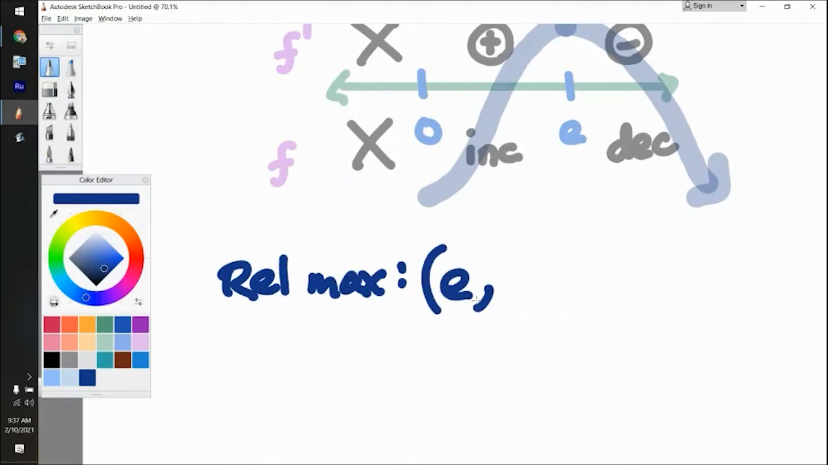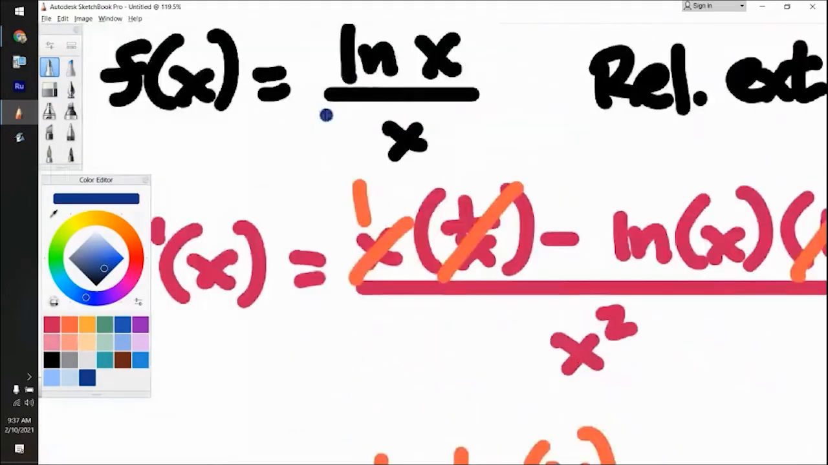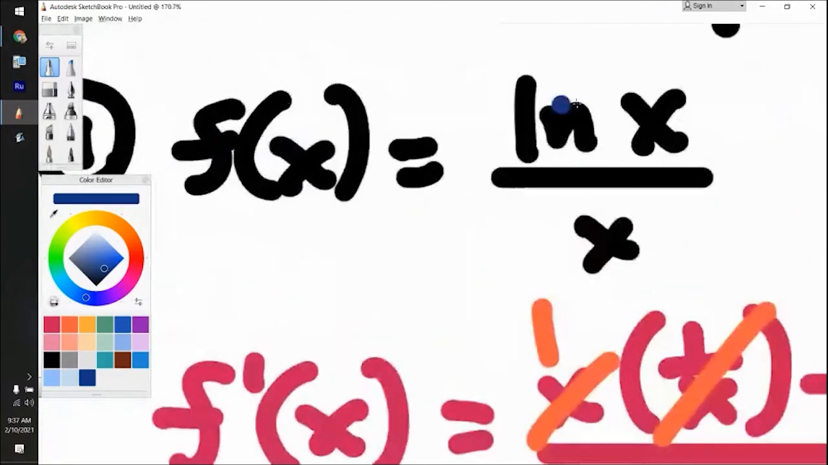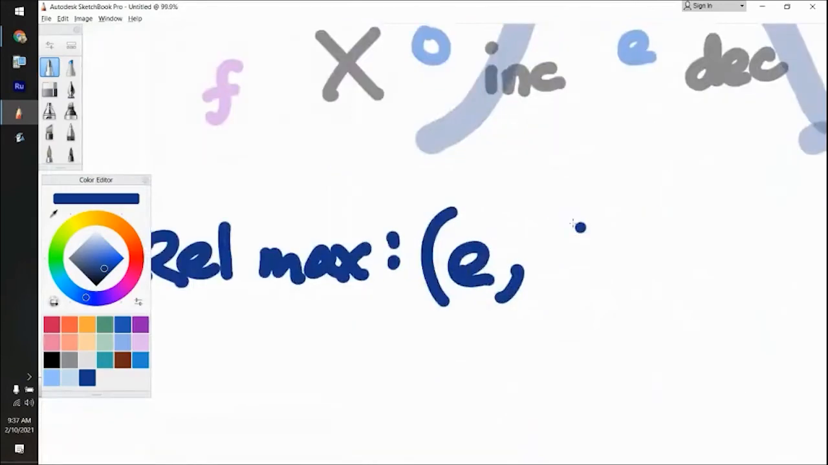But what's the y coordinate? Is there any way to figure that out? Yeah, you put e in this formula right up here. This is your y formula: f of x equals ln x over x. So what's ln of e? 1. Divided by x, which is e, so the answer for this one should be 1 over e. And that's the final answer.